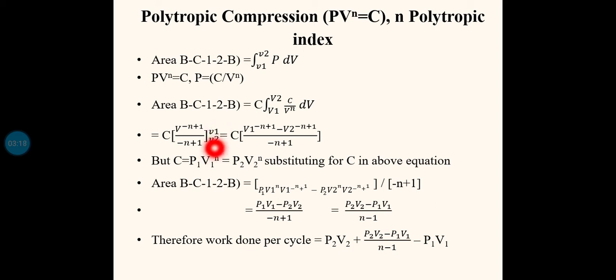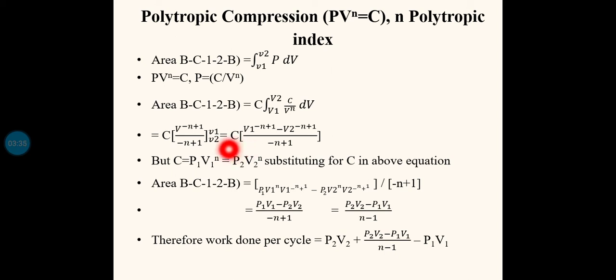Here we have changed the limit. You can see V2 to V1. The reason is V2 is less and V1 is higher. I think it is better to write here itself. You can change the limit from V2 to V1. That will be the better option. Anyway, V2 to V1. So this becomes, C is constant, it is outside.